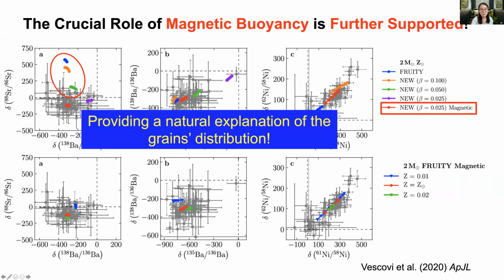Also, by running the same simulations for two solar mass stars with different velocities, the bottom panel shows that the spread of the grain data is also well explained. Therefore, these self-consistent full nucleosynthesis calculations confirmed our previous conclusion based on the post-process calculations. All these studies together consistently point to the crucial role of magnetic fields in forming and shaping the neutron source carbon-13 for the s-process.